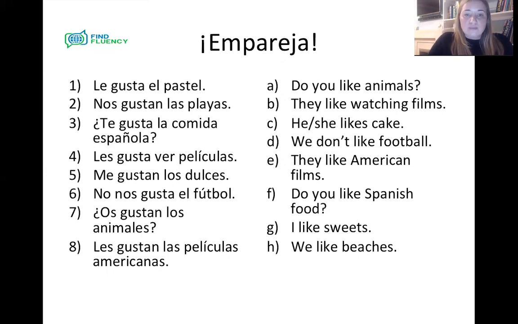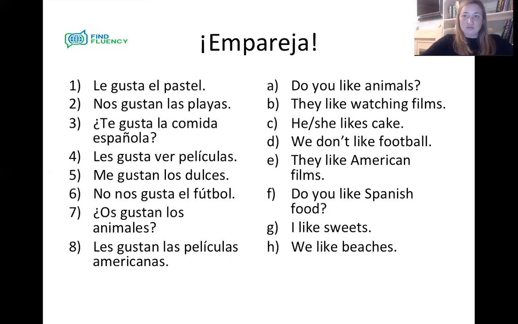Number 4, les gusta ver películas is B. They like watching films. 4 is B. Number 5, me gustan los dulces. Me gustan los dulces is G. I like sweets. Number 6, no nos gusta el fútbol is D. We don't like football.